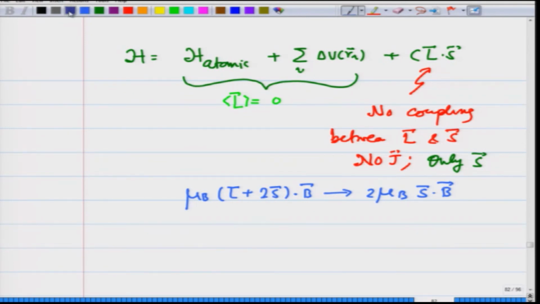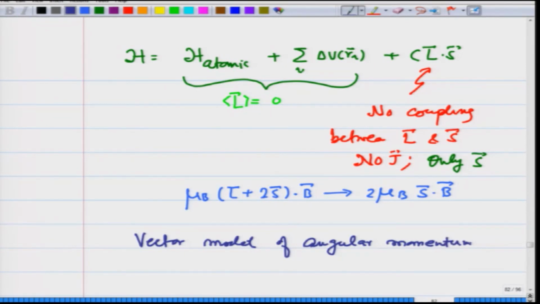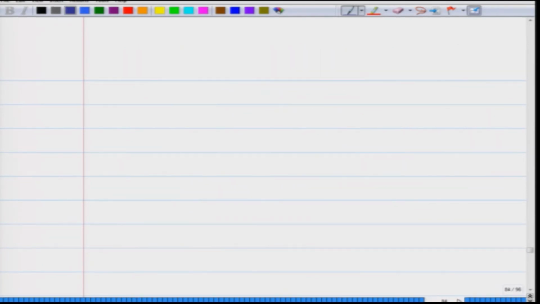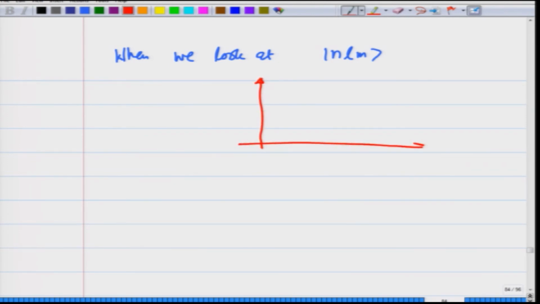Sometimes this is also given as a vector model. Now, the vector model of angular momentum is a sort of classical way of looking at the angular momentum of systems, and the way it works is when we look at a state n L m, I am ignoring spin right now, and the capital L and L z are good quantum numbers. The model we make is that this angular momentum vector precesses about the z axis, so that its projection on the z axis L z remains a constant, and its projection on the x y plane averages out to 0. L x expectation value and L y expectation value come out to be 0.